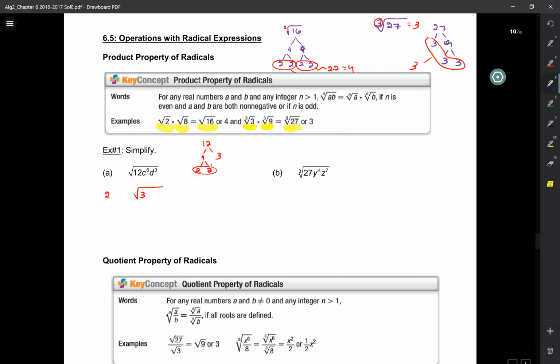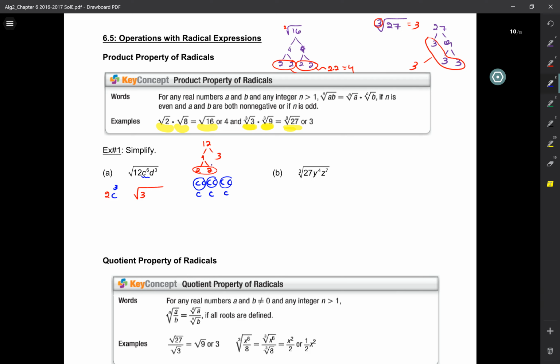Now the c's. If it's c to the 6, how many c's are there? 6 of them. So let's just write it out for the first time. I'm going to group them by 2's. So how many come out? This one comes out as a c, this one comes out as a c, and that one comes out as a c, and it's c times c times c, c cubed.